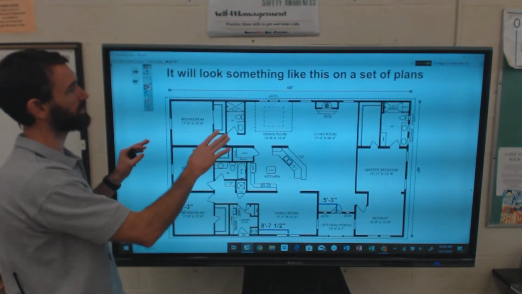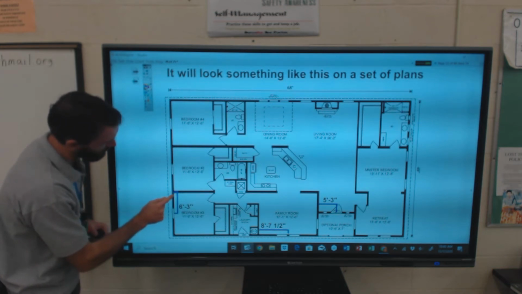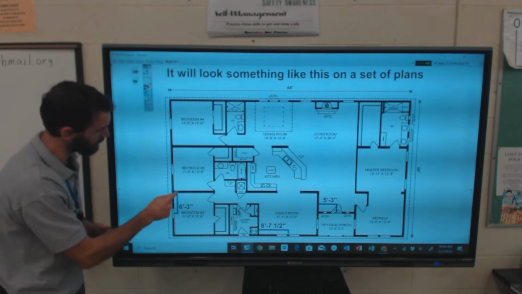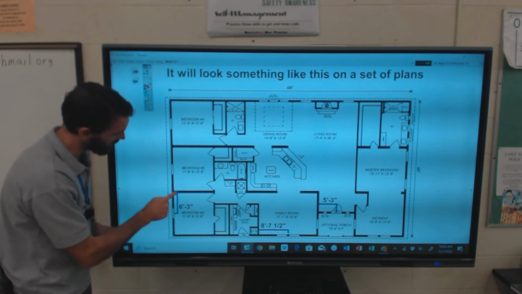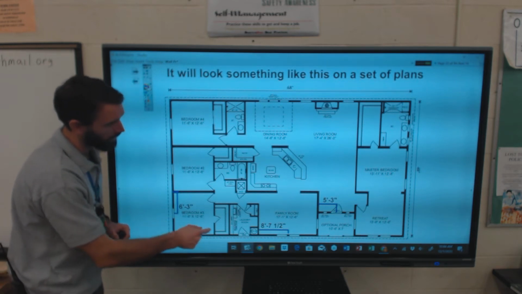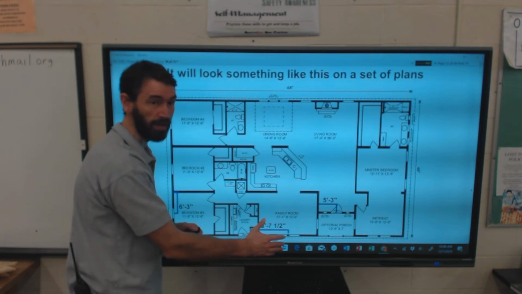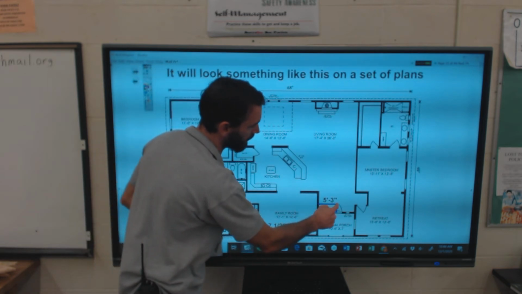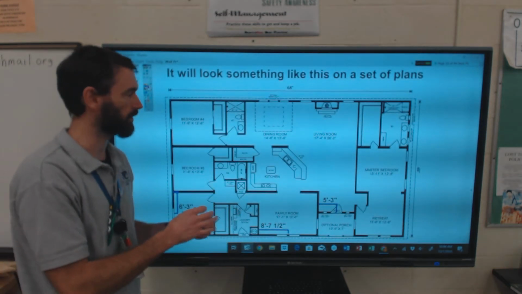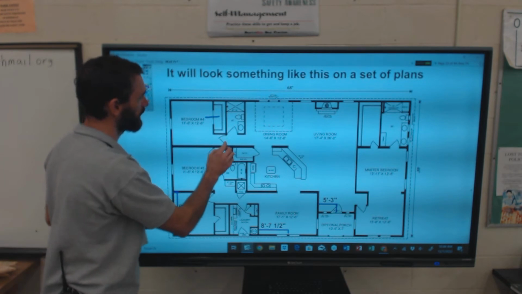All right, so it's going to look something like this on the plans here. So from the middle of this wall, or it could even be to the end of this wall, it'll give you a reference point on your plans, 6 foot 3 inches to the center of this window. Okay, 8 feet 7.5 inches to the center of this double window pack. Right, 5 feet 3 inches to the center of this doorway. So you'll see things like that on your plans, and that will happen here.